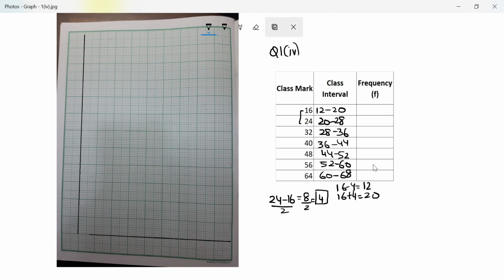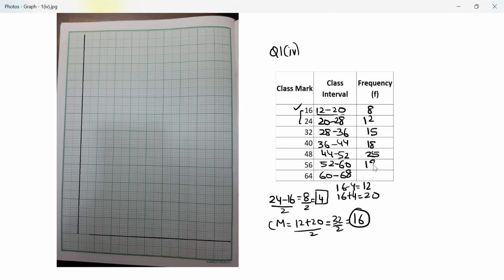Let's check. If this was my class interval, what would have been my class mark? My class mark would have been 12 plus 20 upon 2, which is 32 upon 2, which is 16. Perfect. My calculations are correct. This is 16. Is the frequency given? Yes, frequency is given. Then why did I not write it? 8, 12, 15, 18, 25, 19 and 10. So now let's plot first.